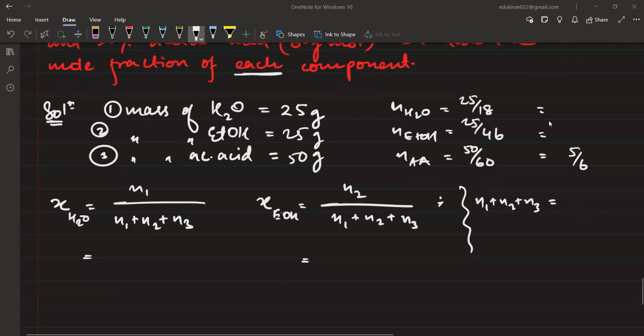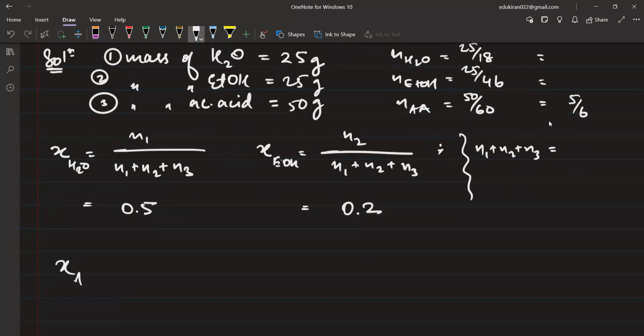It is coming as? 0.5. Yeah, correct. Mole fraction is 0.5. And for ethanol, it is 0. Ethanol will be 0. What? 0.5. Ethanol is also 0.5. No. Ethanol will be 0.2, please see, it will be 0.19. Ethanol will be 0.2. And then at last, the mole fraction of acetic acid will be 0.3.